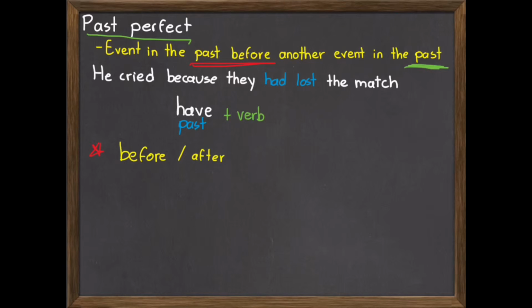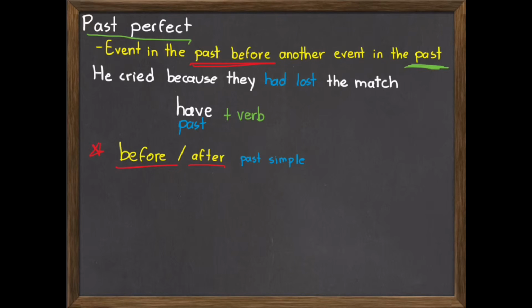Now, when you use before or after in a sentence, you don't have to use the past perfect. You can rather use the past simple, because then the order of the events would be clear. But they will still have the same meaning. You could still use the past perfect, but it's not necessary.